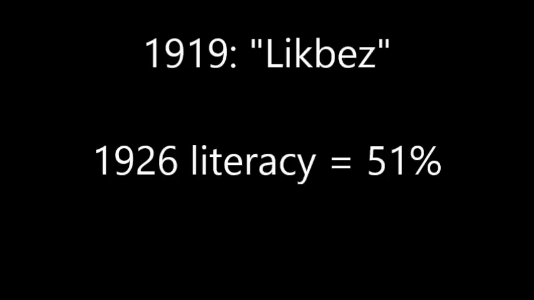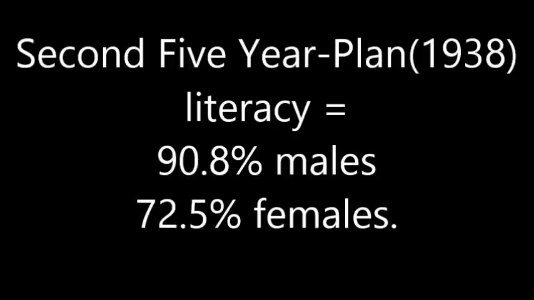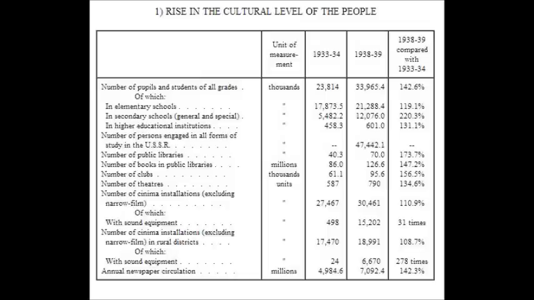In 1919, the Bolsheviks began the literacy campaign known as Likbez, and in 1926, 51% of the population were literate. And by the end of the second five-year plan, literacy was at approximately 80%, being 72.5% for women and 90% for men. The number of elementary schools increased by 4,000 between 1933 and 39. The number of secondary schools doubled. The number of public libraries, worker clubs, and cinemas also increased.